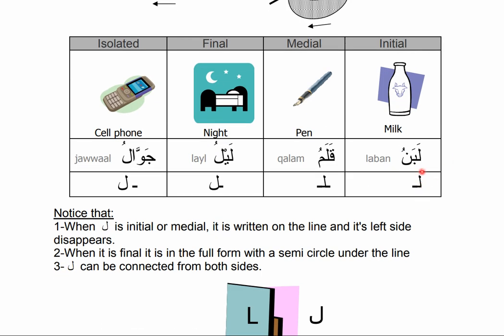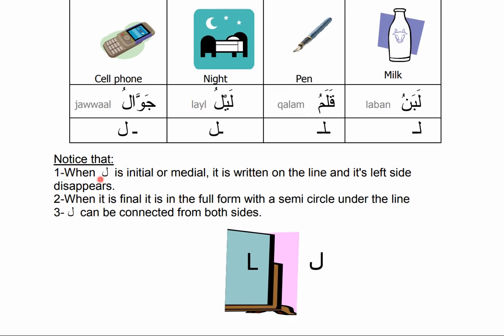So lam is written initially like this, and then it's the same in between when it comes in the middle of the letters, and then when it is at the end, it is written in its full form, just like all the letters up till now you have done. And when it is separately written, it is written in its full form. So there's a point to note here. When lam is initial or medial or in the middle, it's written on the line and it is connected from the left and the right, both. It's a connector.